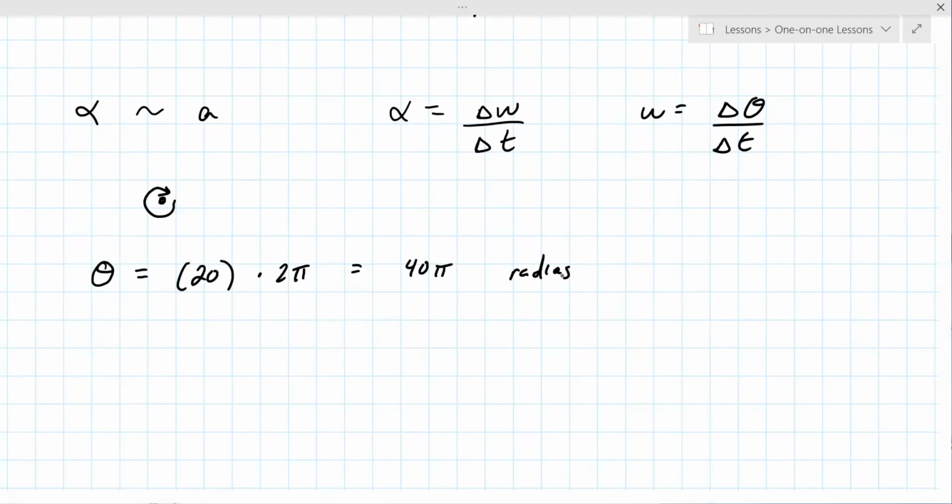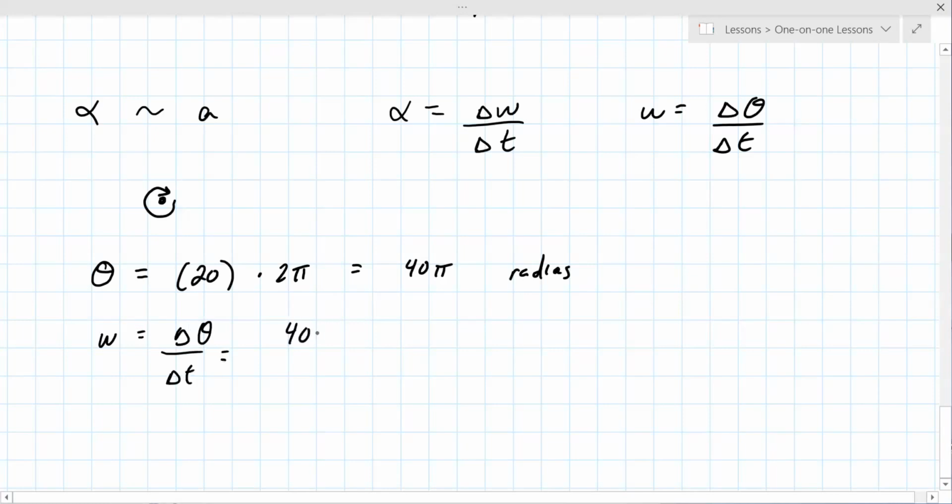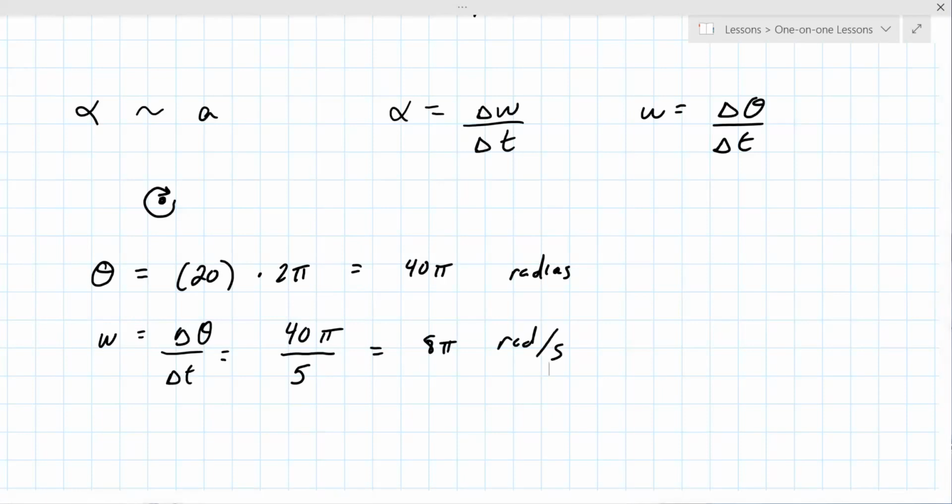But the angular velocity omega is the change in the angle over the change in time. So the change in angle is 40 pi, but it does this in 5 seconds. So that's 8 pi radians per second. Does it ask for that? What does it ask for? It asks for the angular acceleration. So we're getting to that point, the one where it slows down.